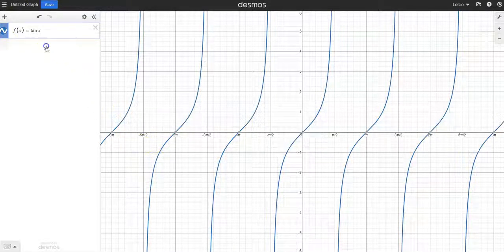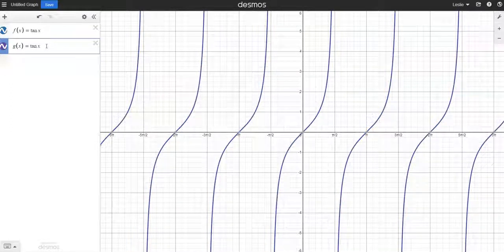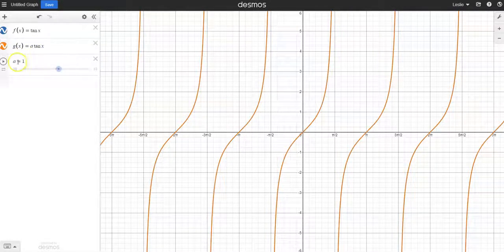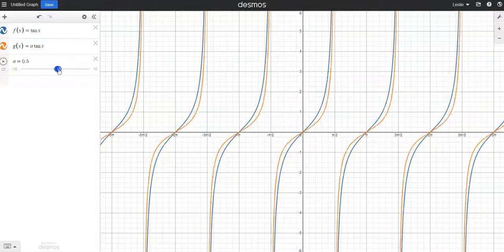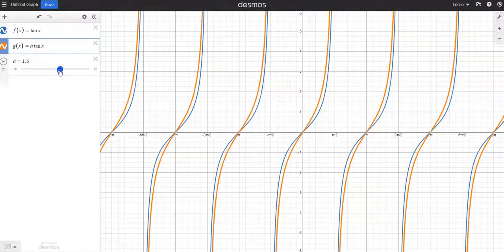So now the question is, what do transformations of tangent look like? Well, I'm going to start by graphing g of x equals the tangent of x. And you can see I'll put the graph in a different color. And then I'm going to add a letter A in front of tangent x. And you can see it says add slider, and it gives me the A that I typed in here. If I do that, then it gives me this slider tool that I can move around to see what changing the coefficient of tangent, the number in front of tangent, does to the graph.